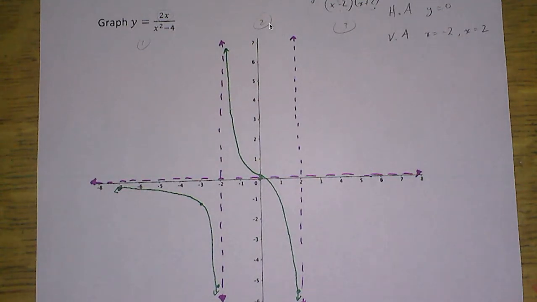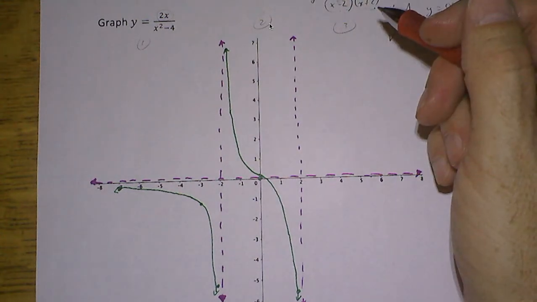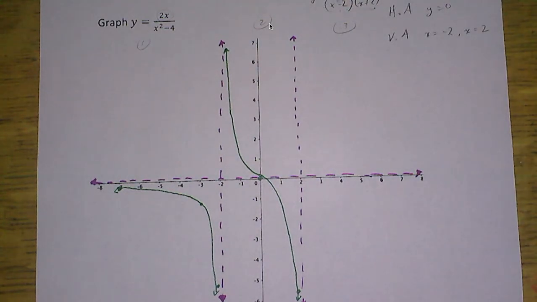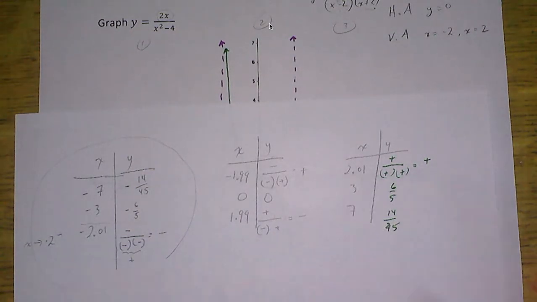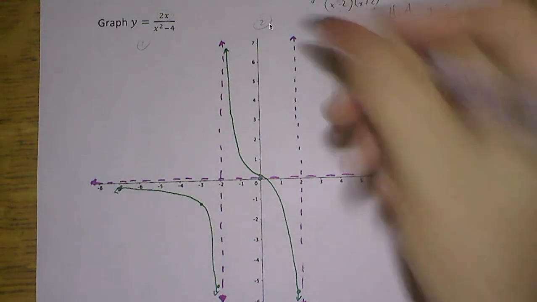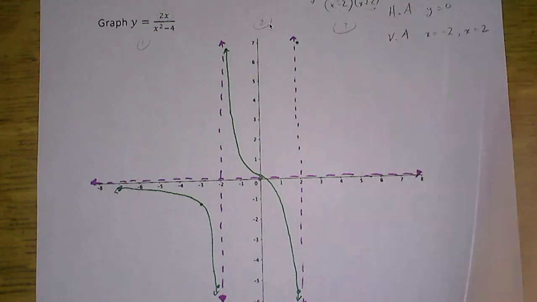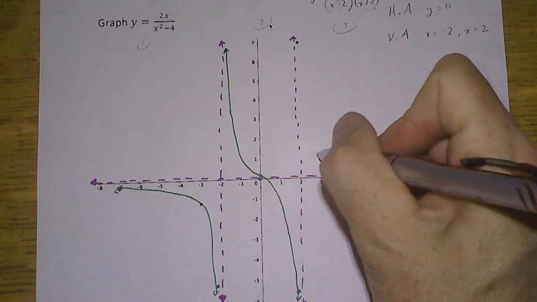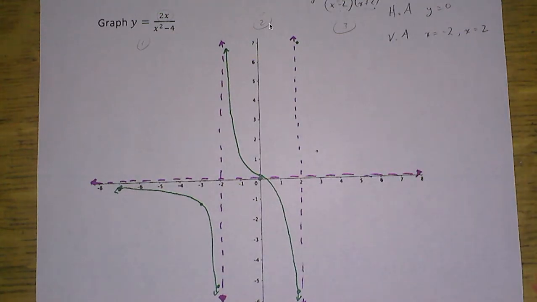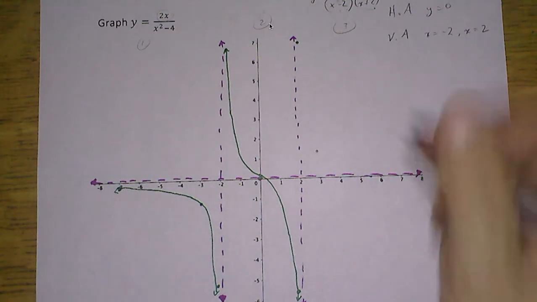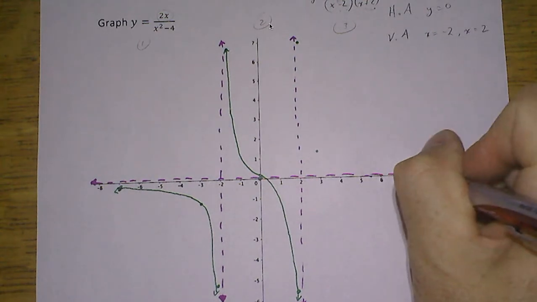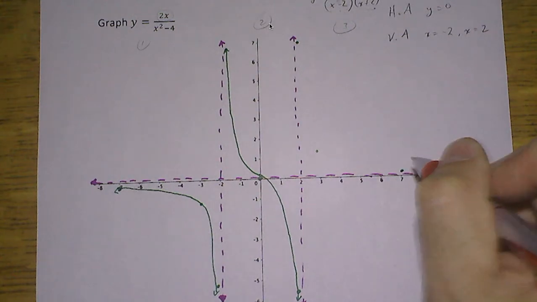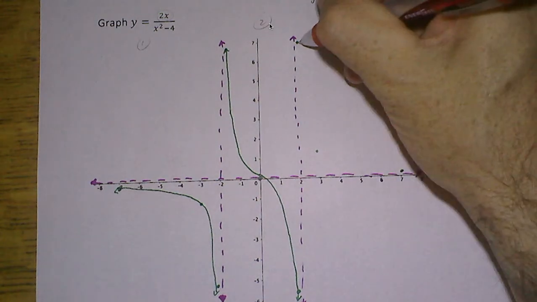I swear, we're almost done. 2.01. So I'm going to go in my last domain. My last domain, 2.01. What I have is my y value is positive, so that means that it's going to go way up positive. When x is 3, my y value was 6 over 5. When x was 7, my y value was 14 over 45, which is approximately, well, it's positive, but it's close to 0.